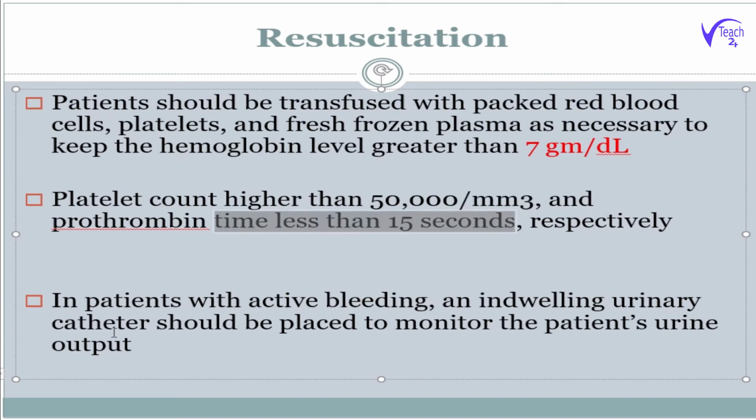If the patient is actively bleeding, an indwelling urinary catheter should be placed. Why a urinary catheter? To assess the urine output, and urine output is an indirect assessment of proper blood flow and lack of ongoing blood loss. If the patient's urine output has decreased, it means the patient is heading towards renal shutdown. One issue is already there, the GI bleeding, and the other issue the patient is going to develop is acute kidney injury.